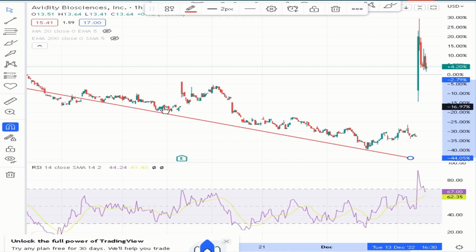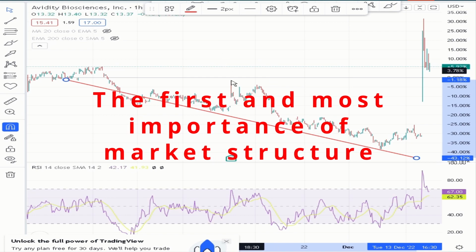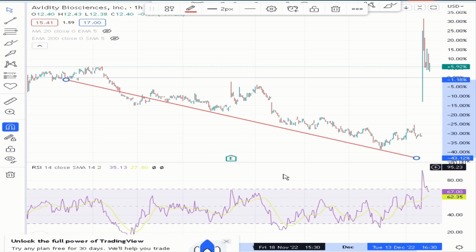So this is what I call identifying the actual market structure. You don't have to get confused, and you don't have to find it really difficult. As long as you understand and you are able to identify the market direction in terms of trend, you're almost there.